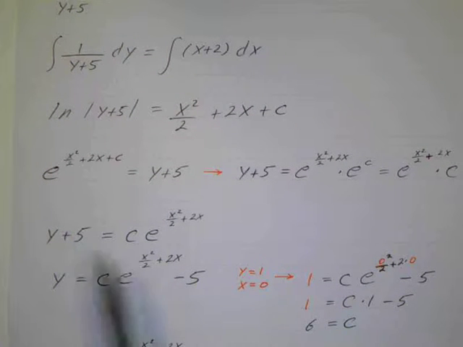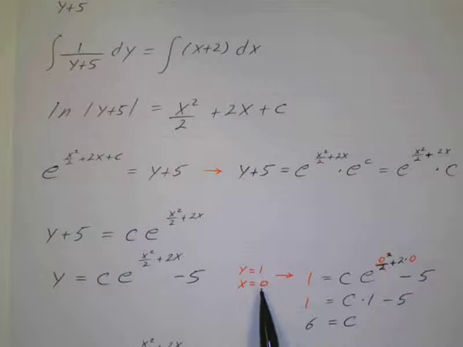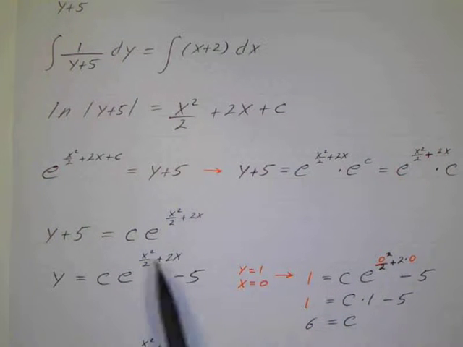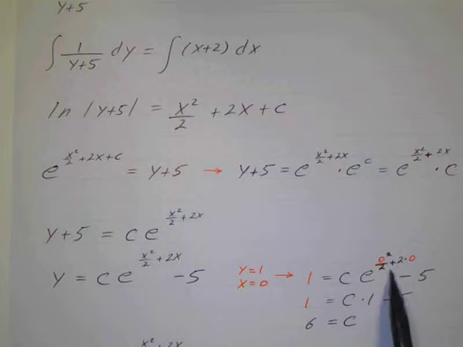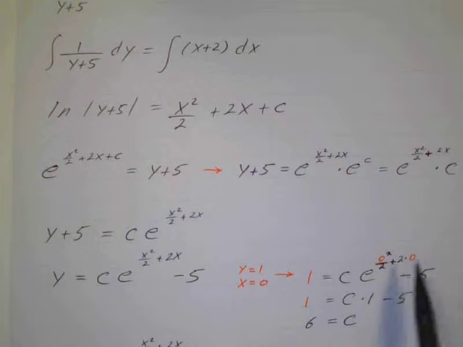And then I can subtract 5 from both sides. So I've got y equals c, e to the x squared over 2 plus 2x power, minus 5. Now I know y equals 1 when x equals 0, so I can put this into this equation. I put 1 for the y, and this is going to be c, e to the, and x is 0, so 0 squared over 2, plus 2 times 0, minus 5.